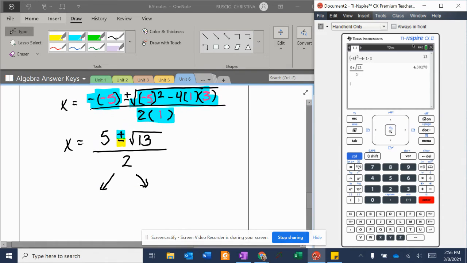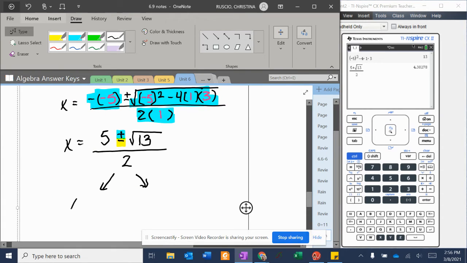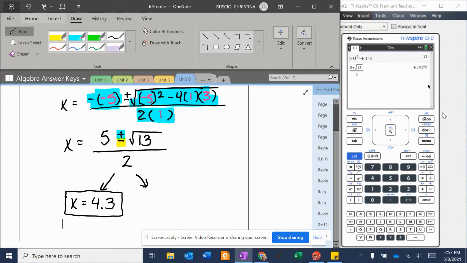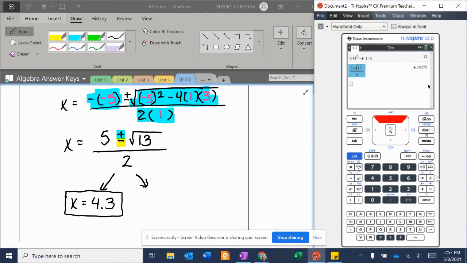So the nearest tenth will be x is equal to 4 point, it's either going to be 3 or 4. And since there's a 0 next to the 3, x equals 4.3. Now I'm going to show you a cheat. You're going to up arrow. See how it's highlighted in blue? You're going to hit enter. It copies and pastes the whole thing. We'll delete and put a minus sign in there.